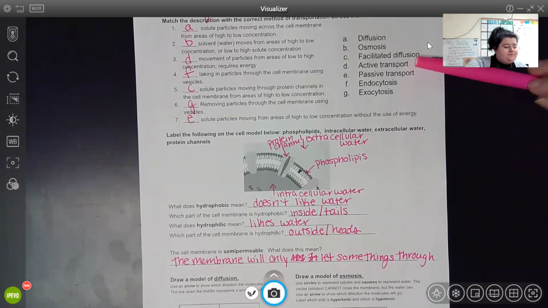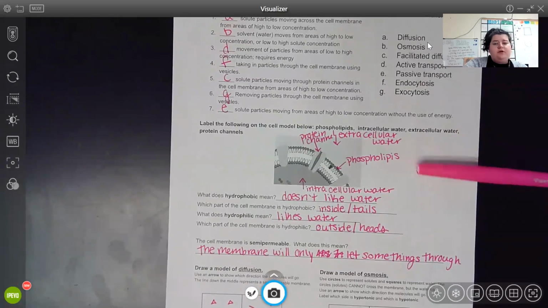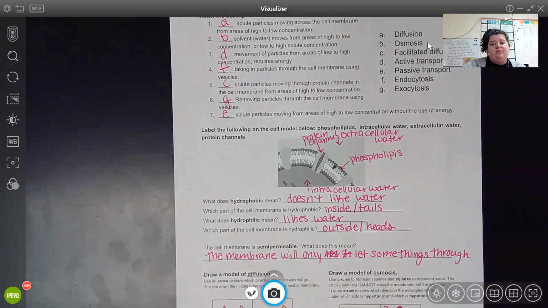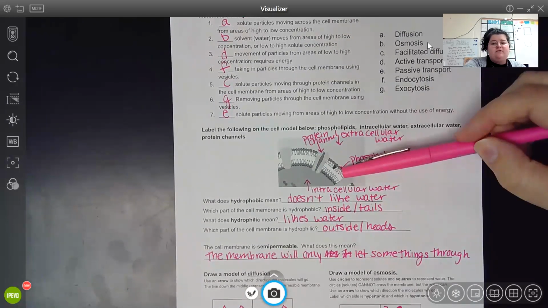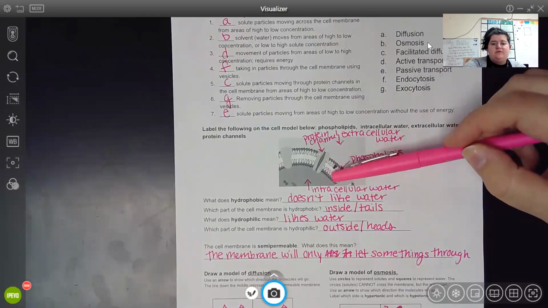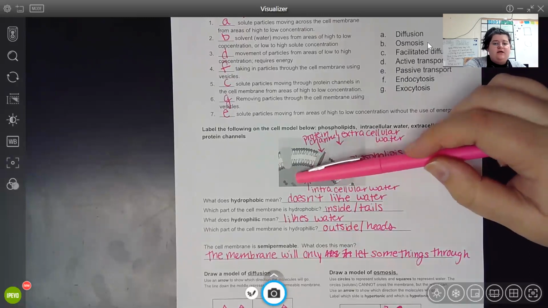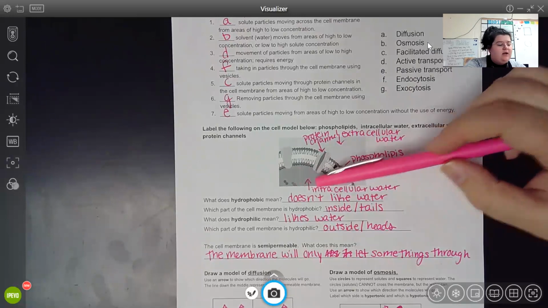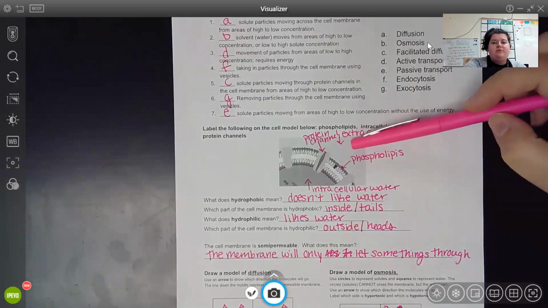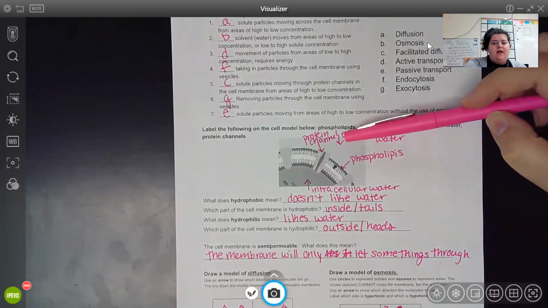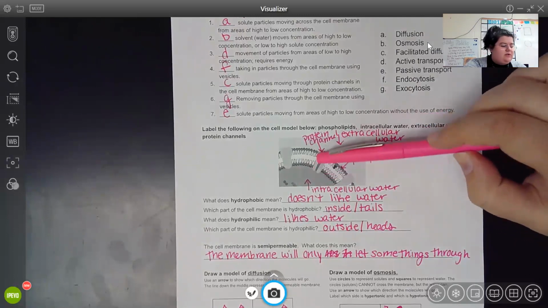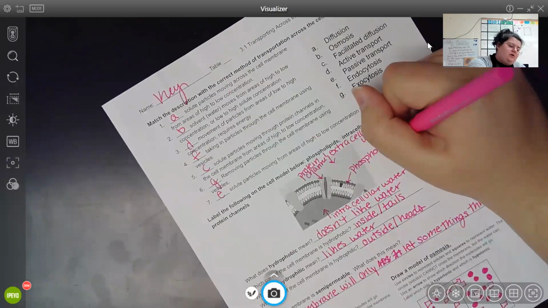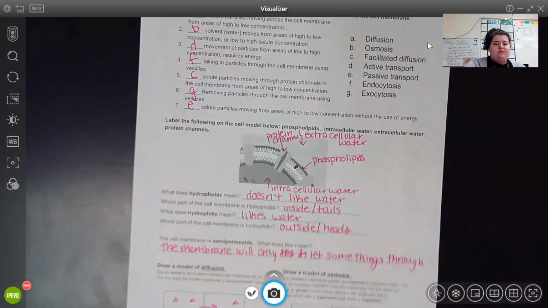Next, if we look on this picture, I wanted you to label the phospholipids, intracellular water, extracellular water, and protein channels. So we have our phospholipids here making our phospholipid bilayer. Our intracellular water is going to be inside, so intra means inside. Extracellular water is going to be on the outside of the cell. And then our protein channel is going to be right here. I realized I forgot a D. There we go, phospholipids.